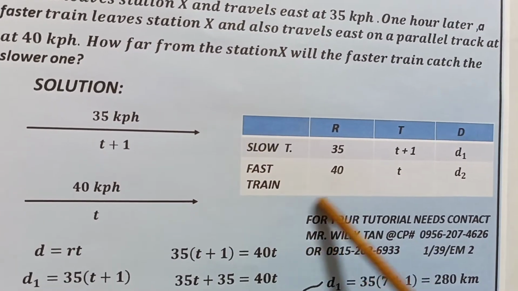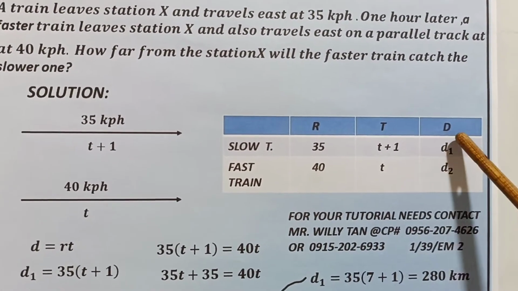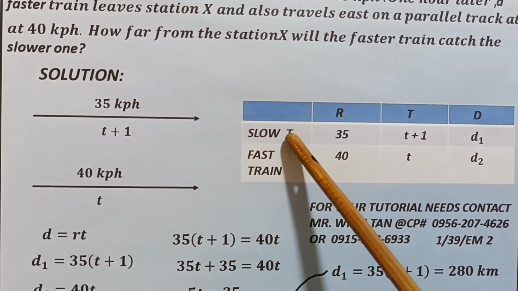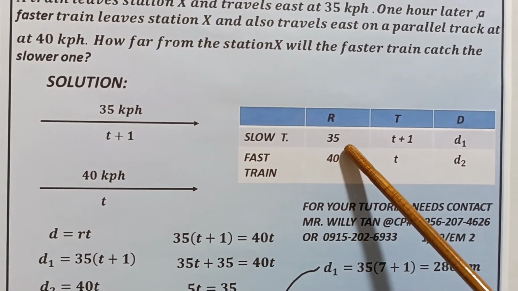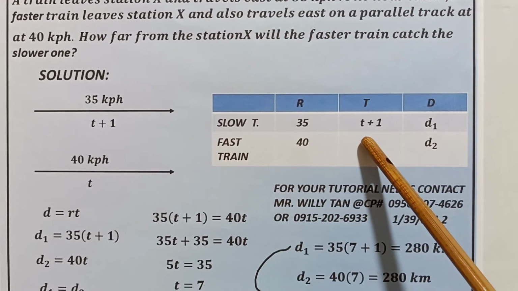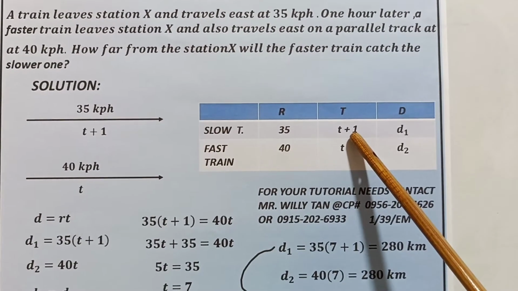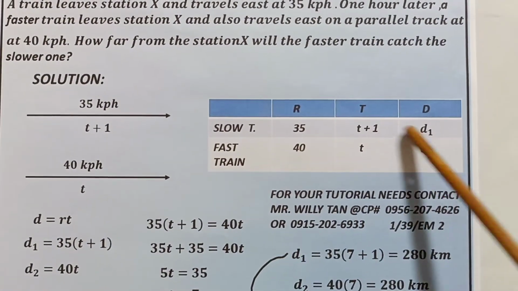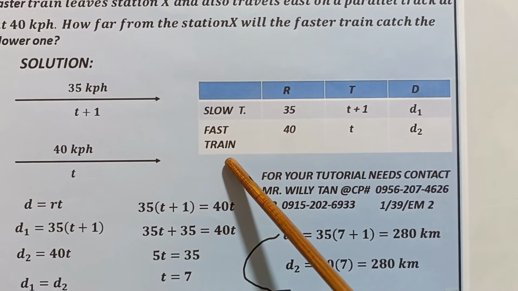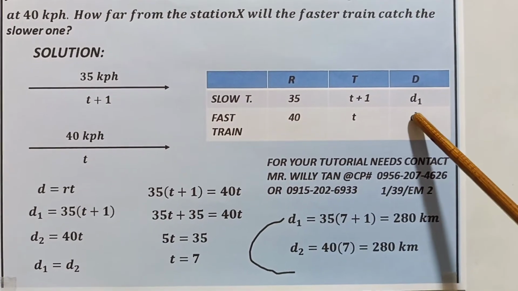Again, we tabulate all the information that we have. Similarly, the distance formula: distance is equal to rate times time. For the slow train, the rate is 35 kilometers per hour. The time is t plus 1, since it left 1 hour earlier, because this is the slower train, and D1 will be the distance traveled by the slower train. For the faster train, the rate is 40 kilometers per hour, the time is t, and the distance is D2.